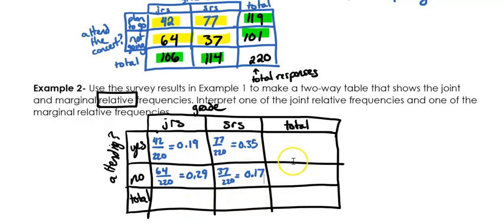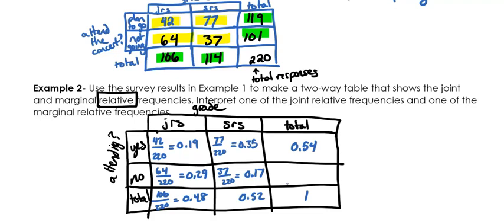To find the marginal relatives, you have 2 options. You can take this 106 divided by 220, and if I do that, I get 0.48. The other way I could have found that is by taking 0.19 plus 0.29, and I get 0.48. It's just adding up the rows and columns, and that will work. Or just take the number in that box and divide by 220, because that was the total number of responses. Either way, it's personal preference.